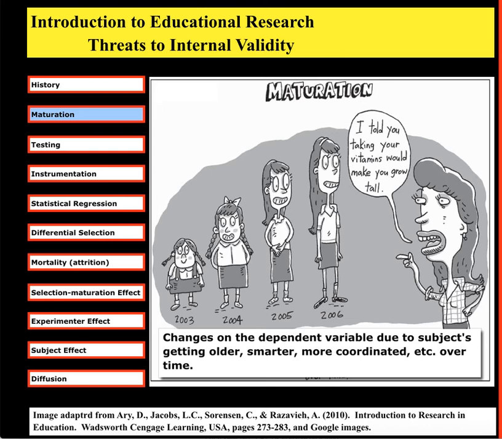Maturation is especially a threat to internal validity when research is done on children because they are naturally changing very, very quickly. Picture a 6th grade class entering the school year in September and then leaving to go into the 7th grade in June of the next year. Quite a bit of maturational change will take place, and you can see the cartoon there. Changes on the independent variable due to subjects getting older and smarter, more coordinated, etc. over time. So that's the maturational threat.